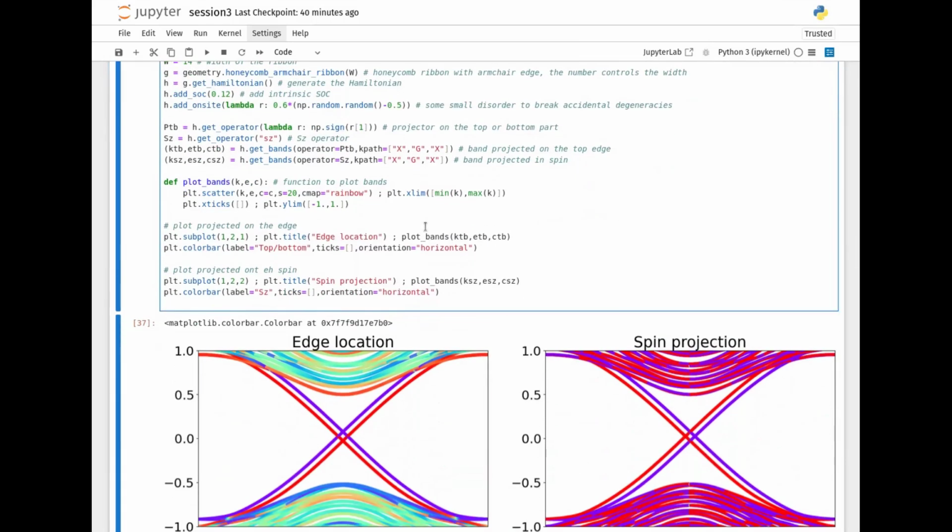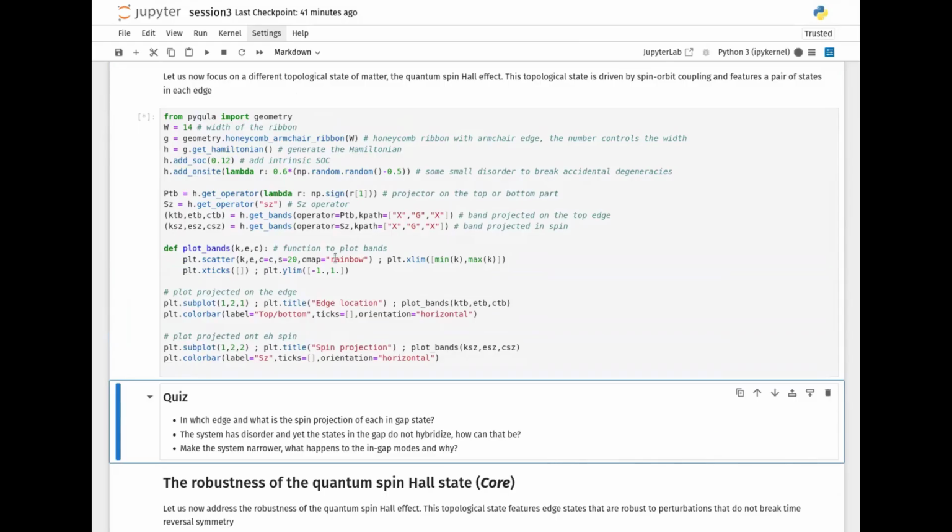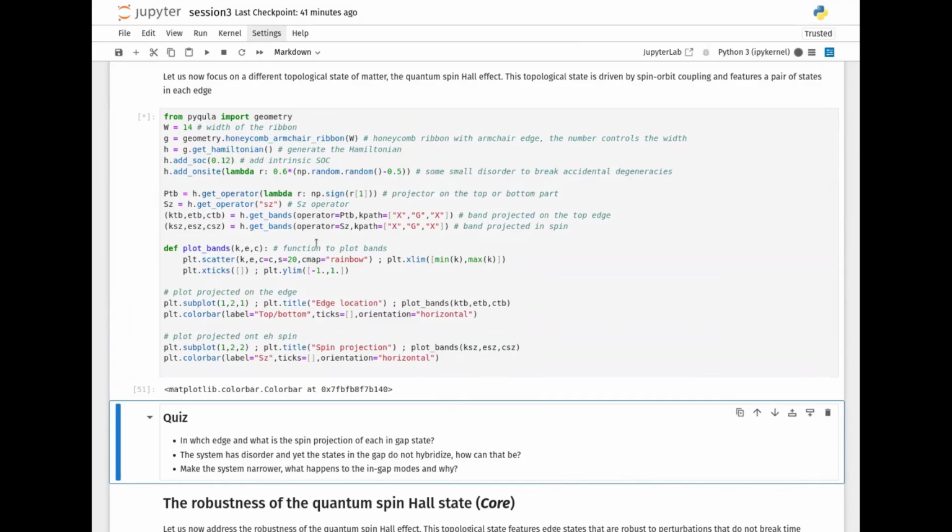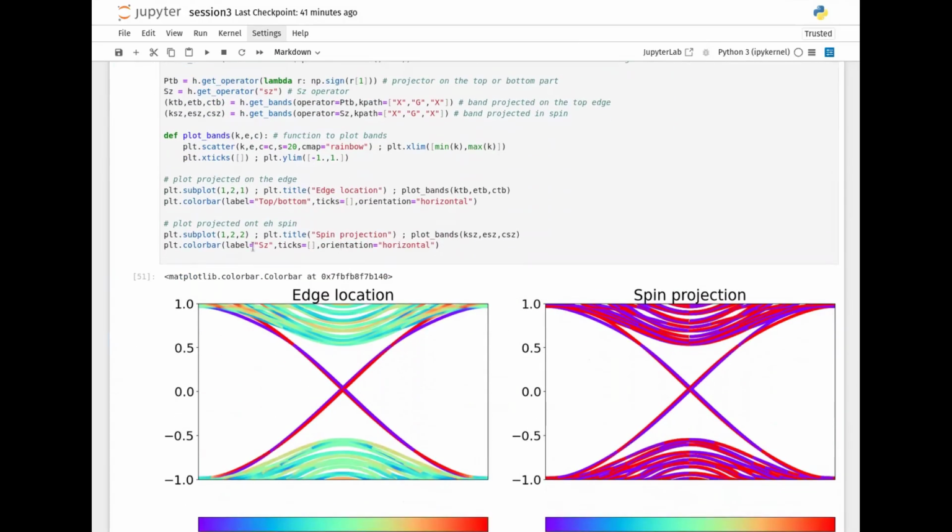Okay, and this is effectively what we see. So we are going to compute the band structure, and we are going to color the bands according to the location where they are in the ribbon and according to the sign of the spin projection. And so if you add this intrinsic spin orbit coupling to the honeycomb lattice, you get something like this. This marks the edge location. This marks the spin projection. And so you see that you have effectively two states per edge, right? So there are two red ones and two blue ones, and they have opposite spin projection.